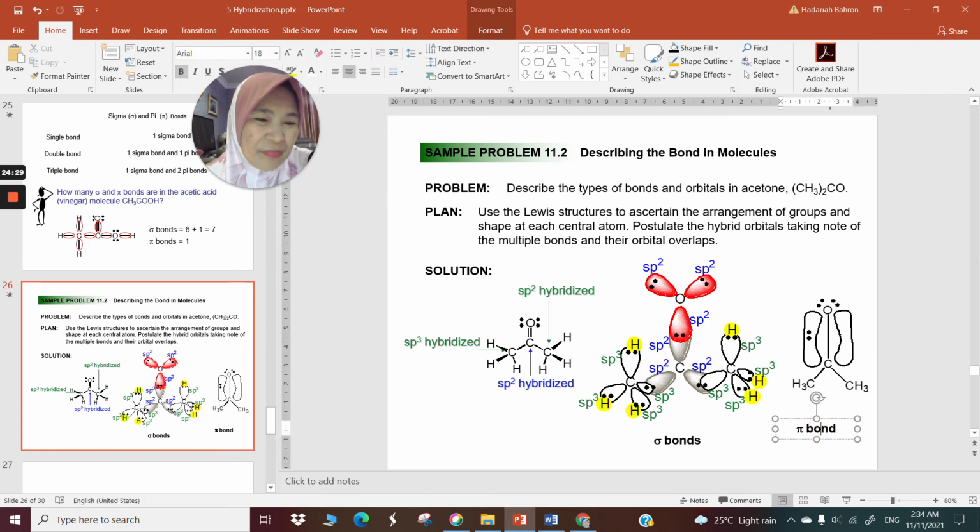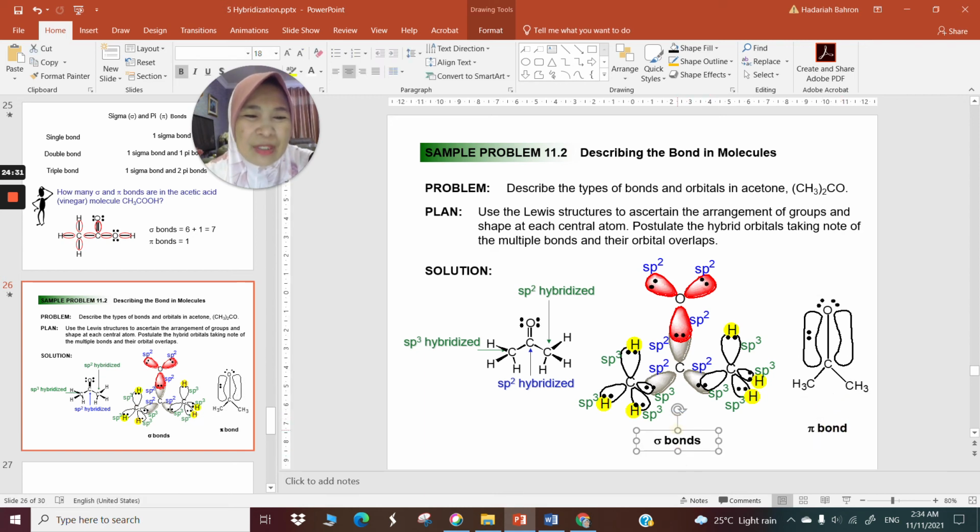And how many sigma bonds are there in this molecule? So you're going to say 1, 2, 3, 4, 5, 6, 7, 8, and 9 sigma bonds. And how many pi bonds? Only one. There's only one pi bond because a pi bond only exists if there is a double or triple bond.